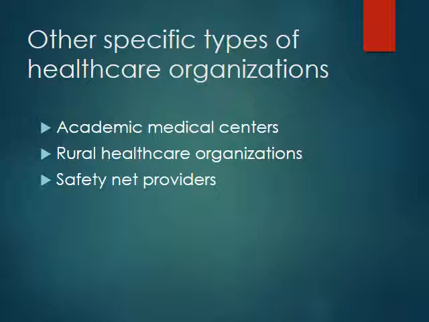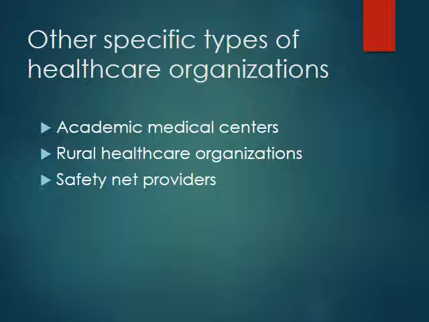There are a few other specific types of organizations that I want you to understand. One is what's known as an academic medical center or a teaching center. This is a combination of a hospital and other healthcare services with some type of health professional school, usually, but not always, a medical school.